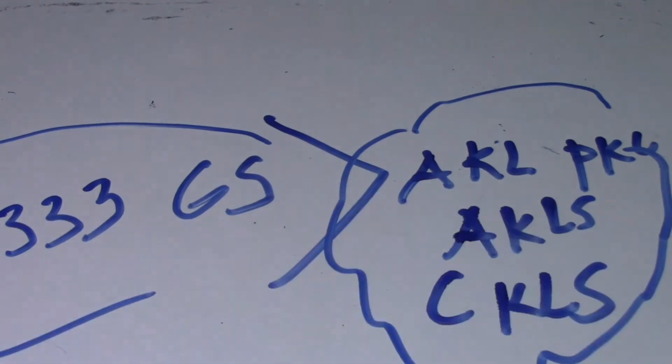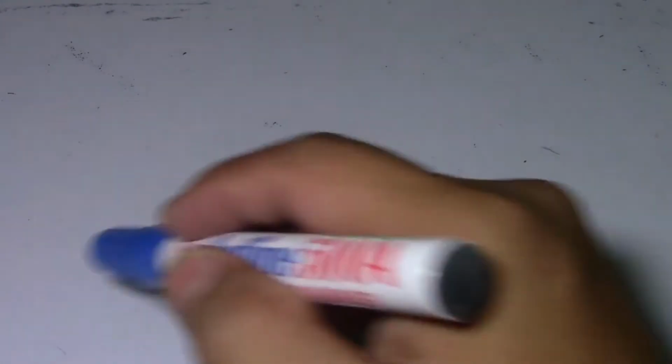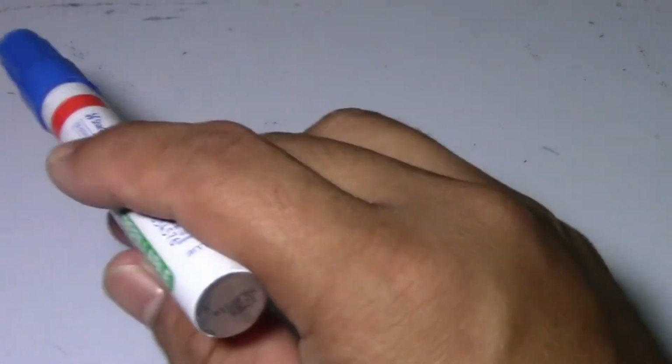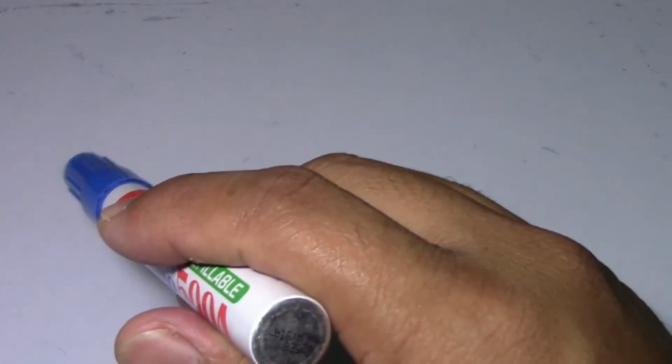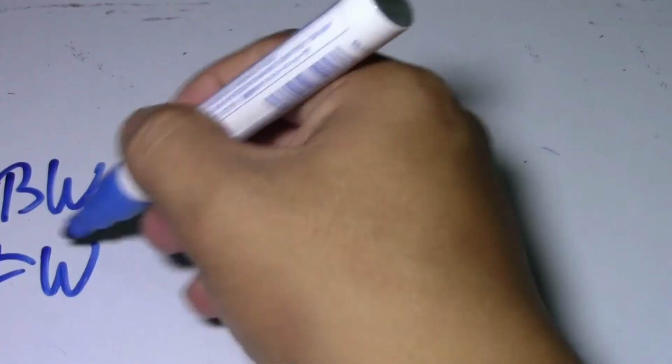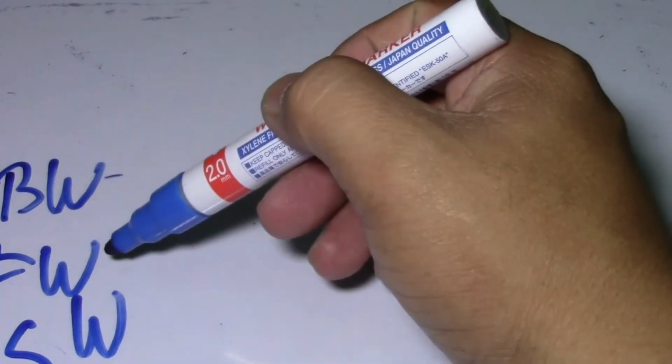Okay guys, and we have another piece of information for that. So we have BW, FW, SW. So this is butt weld, fillet weld, and socket weld. Okay, so this is very important. Here we can see all of this in the isometric drawing.